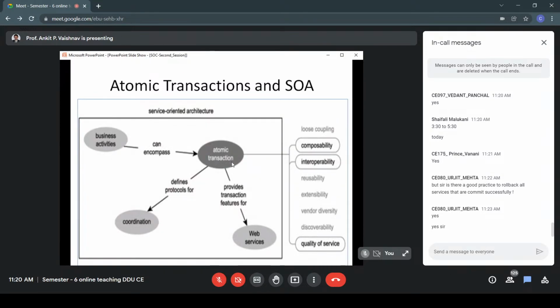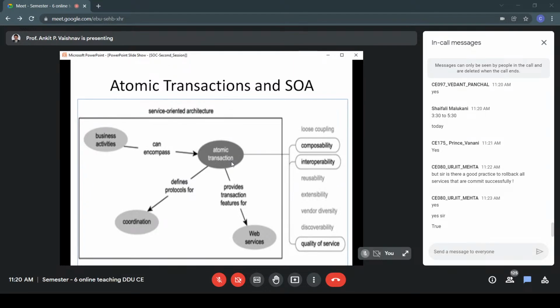Atomic transaction gives you good quality of service. Is this true or false? If you use WS atomic transaction, the quality of services will improve. True or false? It is true, right? Why? Because you will be using a standard behavior. You are not using any custom logic over here, so the quality of service will improve definitely.